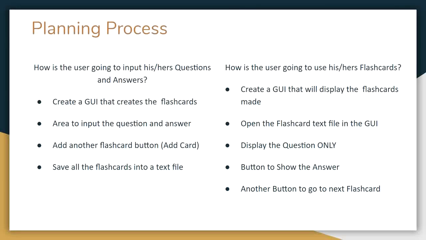Planning process. How is the user going to input his questions and answers? First, we created the GUI that creates the flashcards. Then we have an area to input the question and answer. After that, there is an option to add another flashcard. So you can input as many flashcards as you like. After you're done, you save the flashcards into a text file.